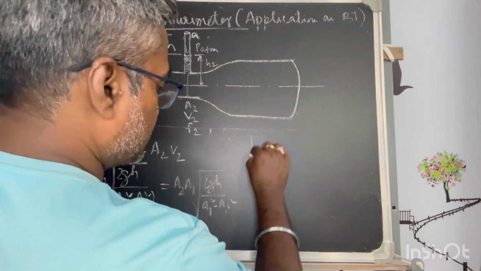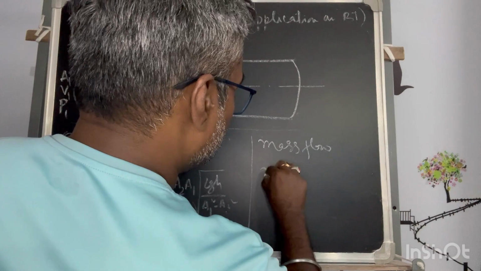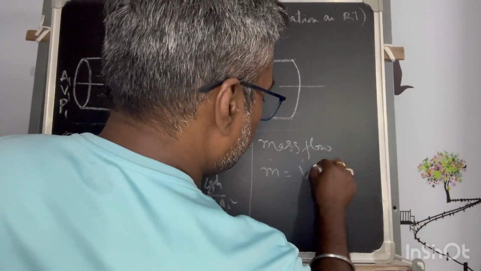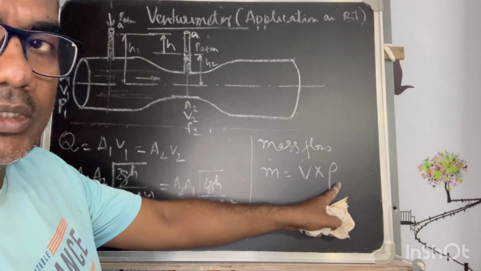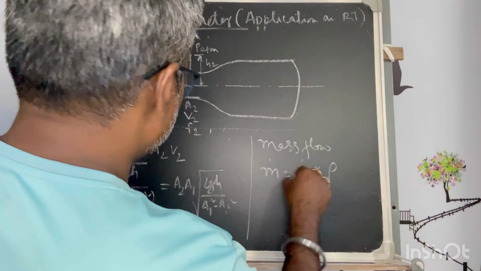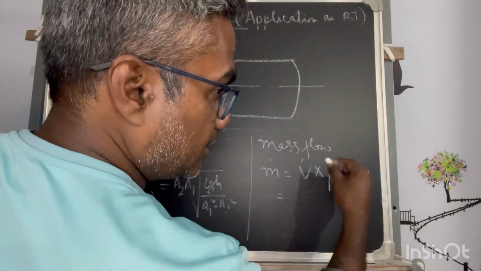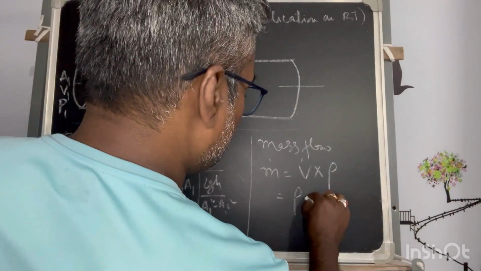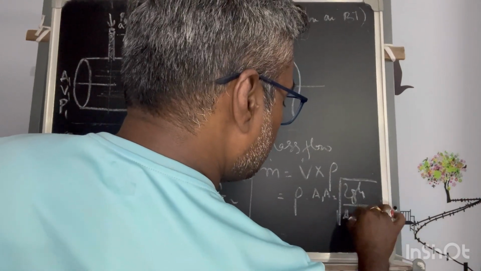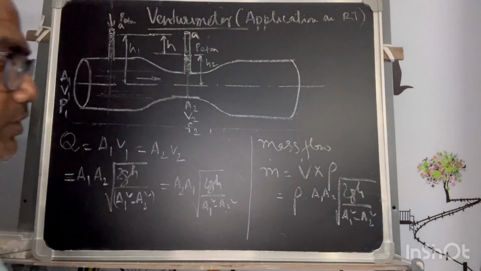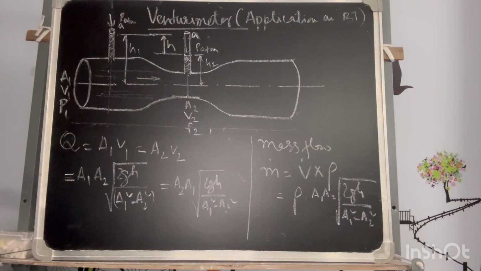Now if somebody has to calculate mass flow rate, mass flow rate is equal to volume flow rate into the density, isn't it? Mass is equal to volume into density. The liquid that is flowing is incompressible, so you can take the standard density and multiply, and this will become density into A1 A2 into 2GH by A1 square minus A2 square. Fine. So these are the equations that will help you for this application.